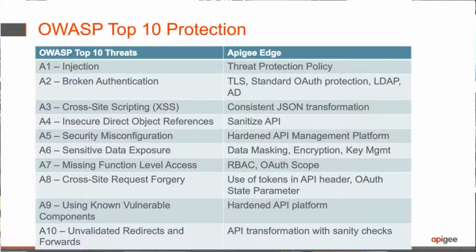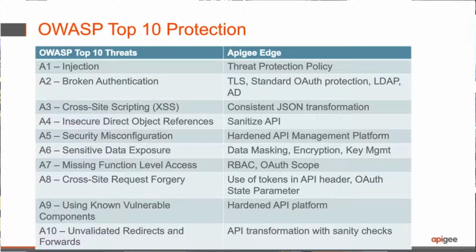And of course, there are other things to think about here, like the cross-site scripting attack. Here it's really important to make sure that by using a JSON transformation in the platform, you're doing standardization, so you can drop JavaScript calls that are not intended for the APIs.